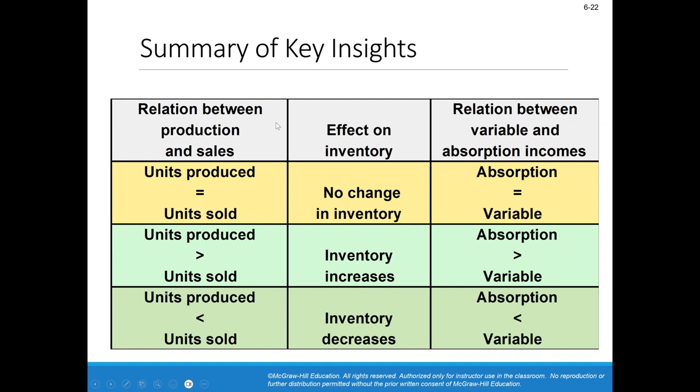So, relationship between units produced, effect on inventory, no change, inventory increases, etc. So here is a relationship between variable and absorption incomes. If the units produced equal units sold, absorption equals variable. If the units produced are greater than the units sold, then the absorption profit is going to be greater than variable. If the units produced is less than units sold, we're pulling in some of those costs from the prior year, and so absorption is going to be less than variable.